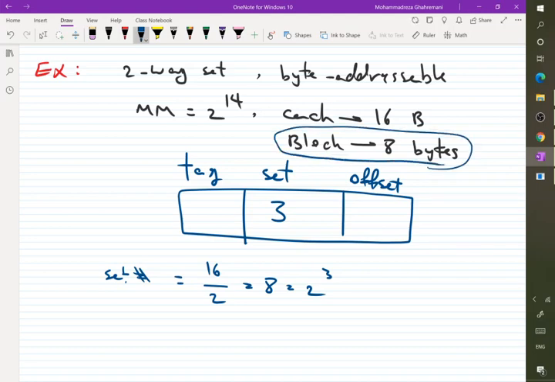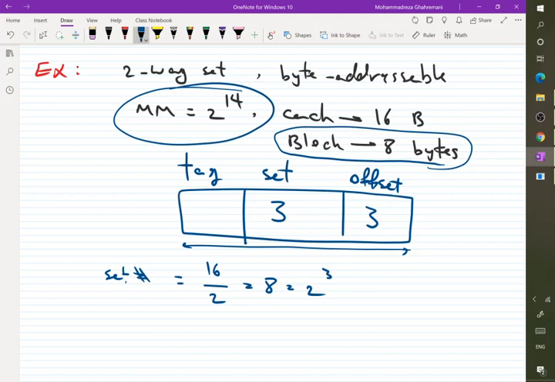What is the size of each block? Each block is 8 bytes. How many bits for 8 bytes? 3. What's the total address field? The total address field is 14. So what is the tag? It's 14 minus 3 minus 3, which is 8. So this is the way we find the address fields.